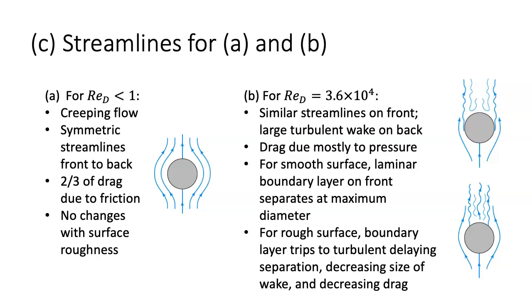Now, if the surface is made sufficiently rough, the boundary layer trips to turbulent. Because a turbulent boundary layer has more momentum and kinetic energy due to turbulent mixing, it stays attached to the surface longer. This delays separation until the back of the sphere and reduces the size of the wake. Again, because pressure drag dominates, even though there is a slight increase in friction drag, the total drag drops for the smaller wake. Thus, the terminal velocity will increase.